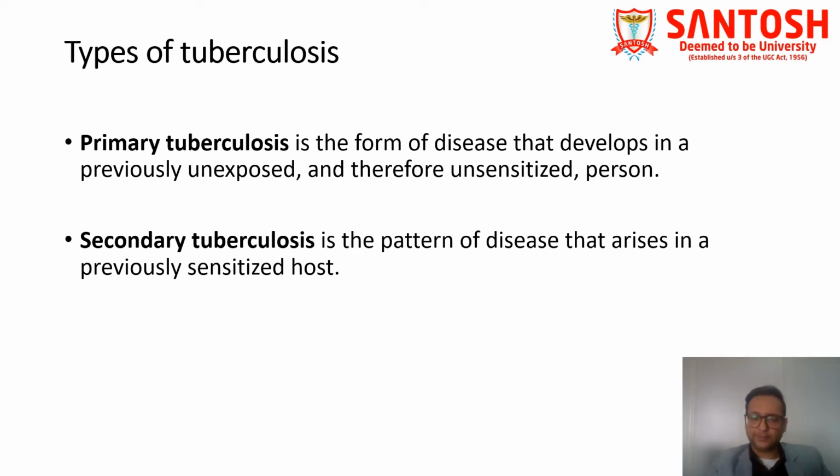Now coming to the types of tuberculosis. Commonly these two types are known. Primary tuberculosis is a form of disease that develops in a person who is previously unexposed. That means this patient never had exposure to tuberculosis. Secondary tuberculosis is the pattern of disease that arises in a previously sensitized host. That means this person was previously exposed to the bacteria.